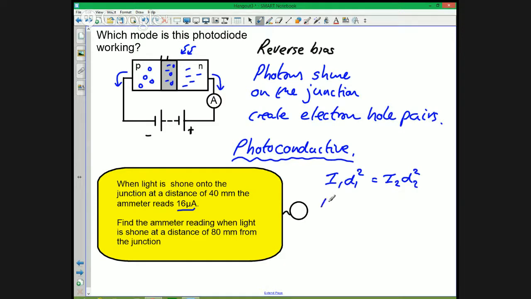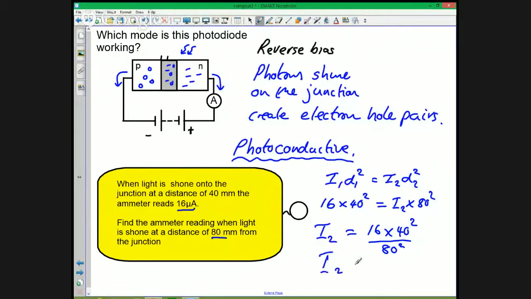So the first current will be 16 microamps multiplied by the first distance, 40 squared. That should equal the second current reading, which we don't know, but we do know the distance is now changed to 80 millimeters, times 80 squared. So according to this formula, the new current should be equal to 16 times 40 squared divided by 80 squared. If you work this out on your calculator, 16 times 40 squared divided by 80 squared, the answer is 4. I should have known that right away. Well, that's a wee bit late in the evening. I2 equals 4, so you'll get 4 microamps for that radiance.